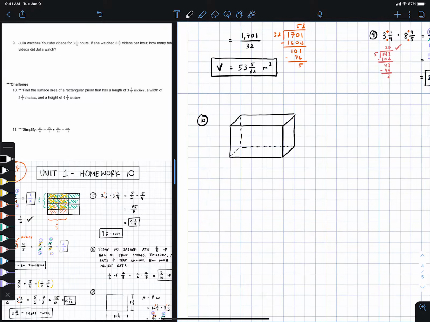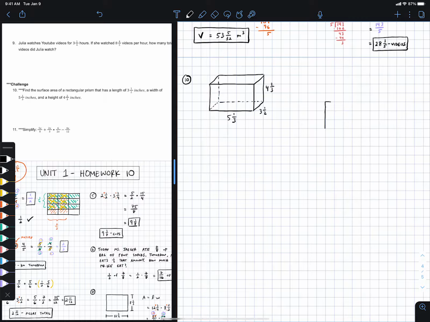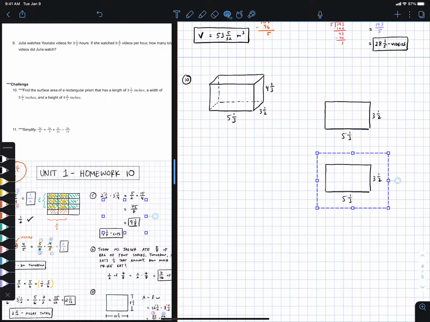So 3 1/2. I'm going to put 5 1/3 along the longest side and 4 2/3 as the height. None of that really matters, as long as you have all three measurements on there. They say find the surface area, and the surface area is really the area of all the surfaces combined. If we were to lay this out, let's call the bottom 5 1/3 by 3 1/2. That's the bottom, but there are two of each side, because if there's a bottom, there's also a top.